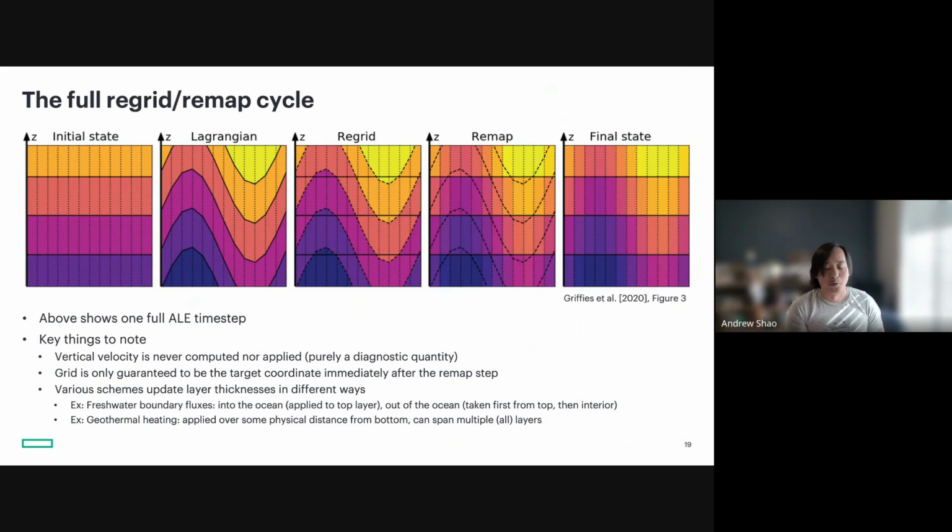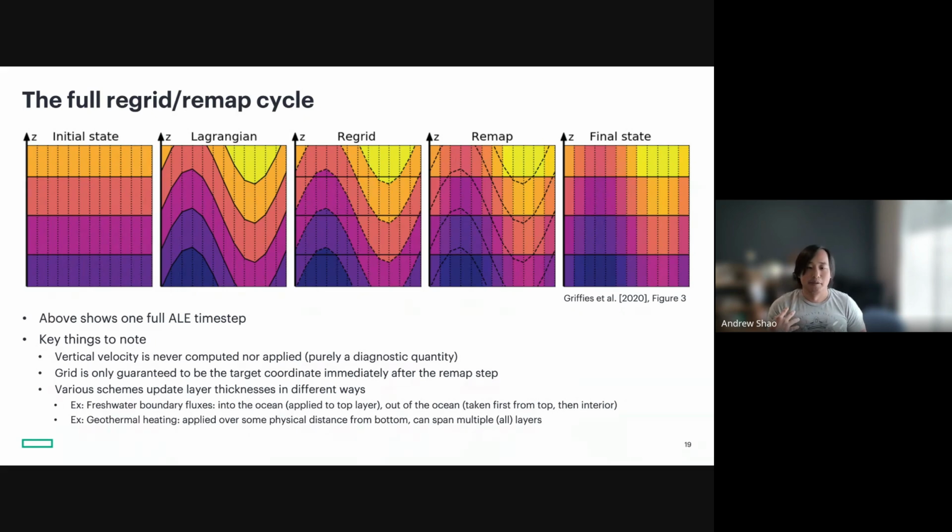Another big caveat: the grid is only guaranteed to be the target coordinate immediately after the remap step, because there's a variety of processes that can change the layer thickness, right? So especially in grids that depend on T and S, right? Anything that changes temperature and salinity can actually technically change, or does actually change, the density. And so even though you say, well, my target grid is continuous isopycnal, therefore I can always assume that my layer dynamics are always isopycnal, that's simply not true, except right after that grid remap step.